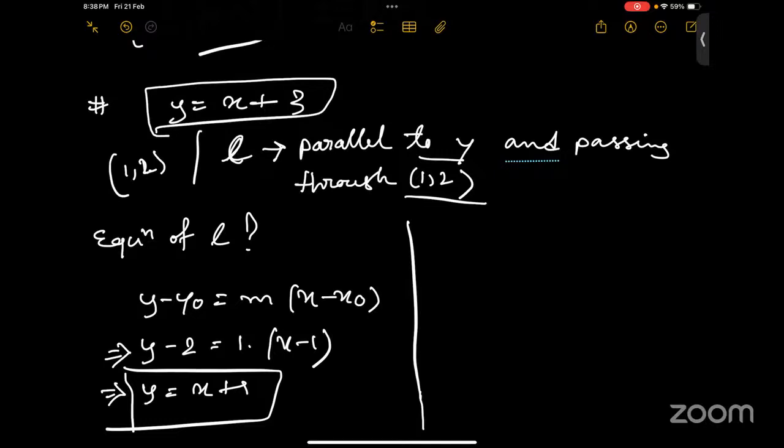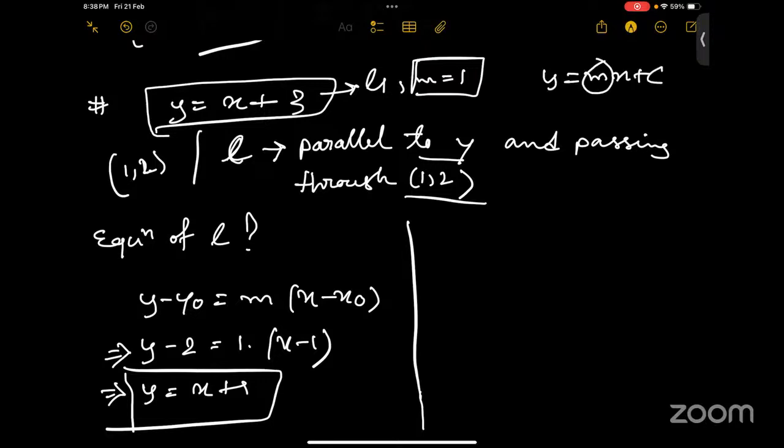So what is the slope of this line? Suppose 1, L1. Why do we suppose 1? What is the formula of slope? If y equals mx plus c, then m is the slope, right? The coefficient of x is the slope, right? What is the coefficient of x there? 1. So 1 will be the slope of the first line, right? Then we have parallel, so the slope must be the same. L is parallel to L1, that means the slope of L will be the same as the slope of L1, right? So the slope of the new line will be 1.